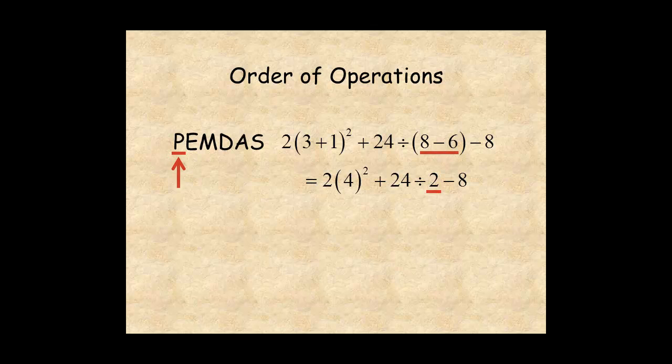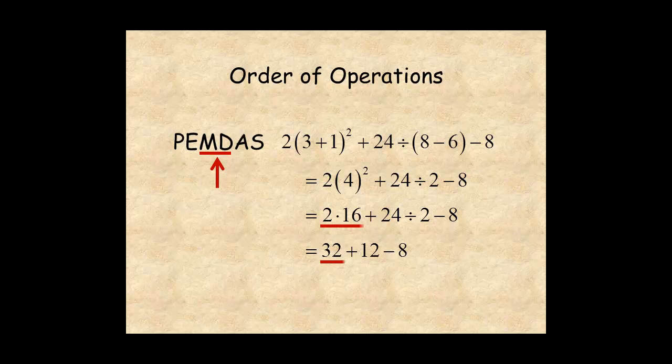Next, the letter E means exponents. So 4 to the power of 2, or 4 squared, is 16. Then the letters MD mean multiplication and division. So 2 times 16 is 32, and 24 divided by 2 is 12.